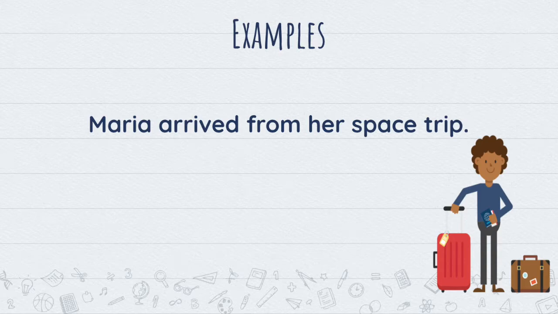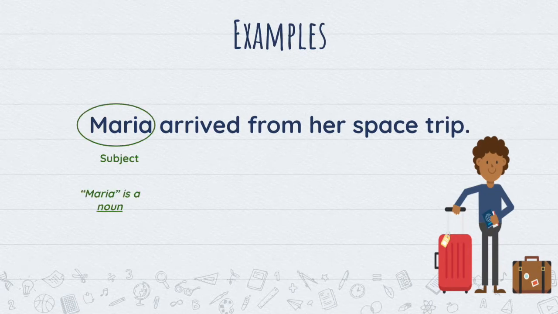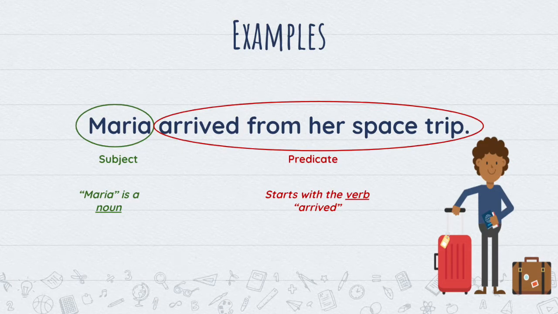Maria arrived from her space trip. Who is the sentence about? What is the subject? The subject is Maria. I know that Maria is the subject because the word Maria is a noun. That is a word that represents a person. That's the subject of the sentence. So what is the predicate? What do we know about Maria? What's happening with Maria? We know that the predicate is arrived from her space trip. We know that because that is the information we are learning about Maria, and also that part of the sentence is the part that starts with the verb to arrive.